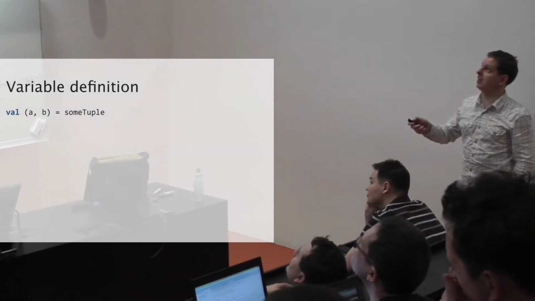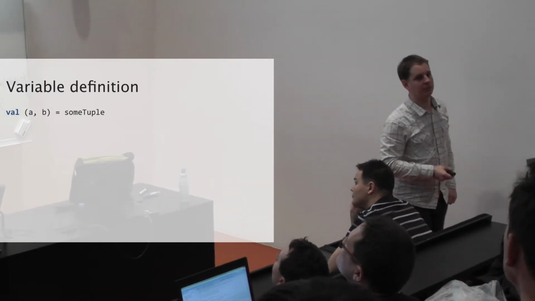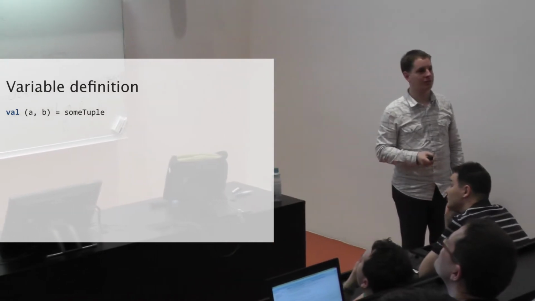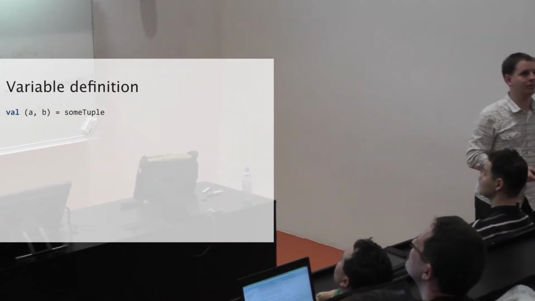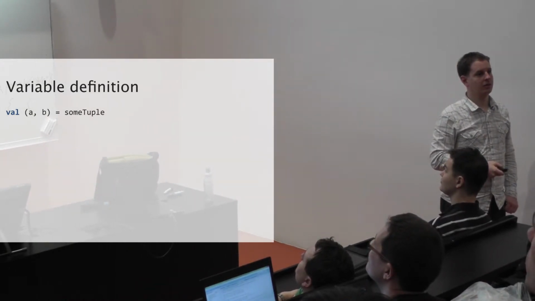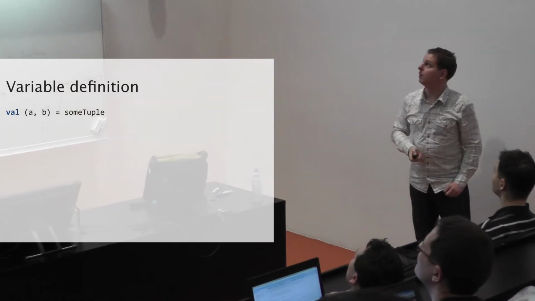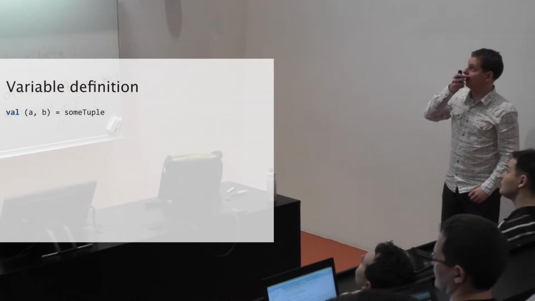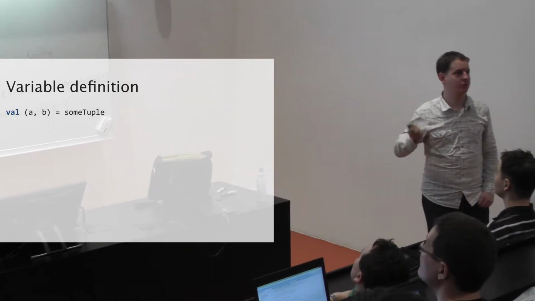What does this first line do if the tuple is not a tuple? If it's a string or a tuple with 3 elements or a list, what does it do? Exception. Yes, it will throw a match error exception. But the compiler doesn't warn you. This is your responsibility to check it.